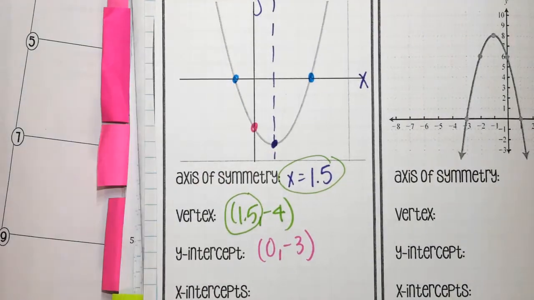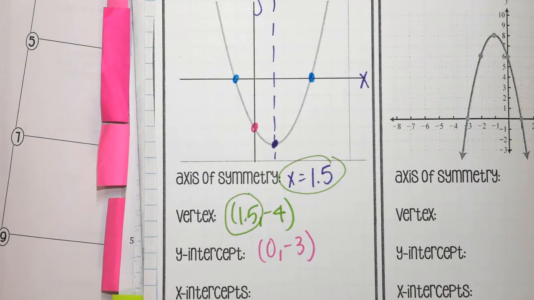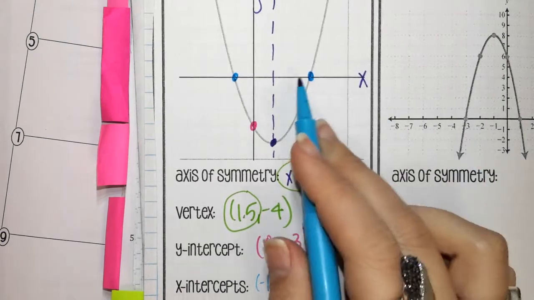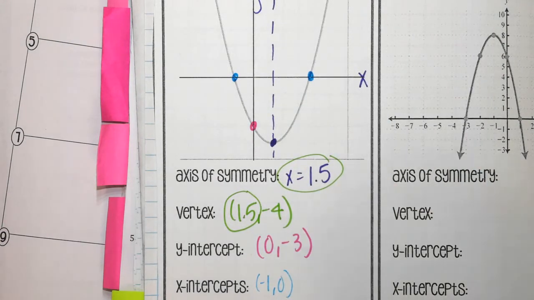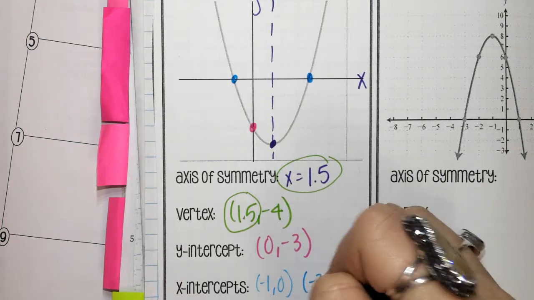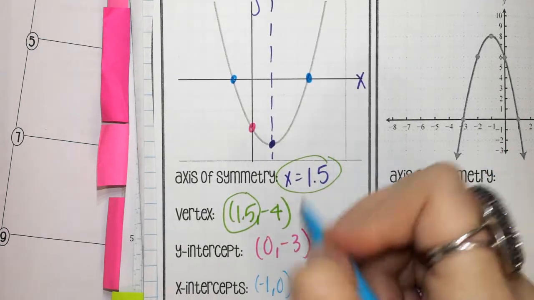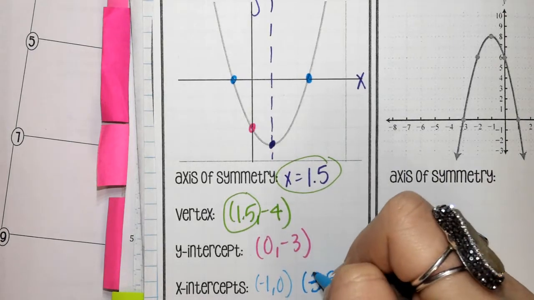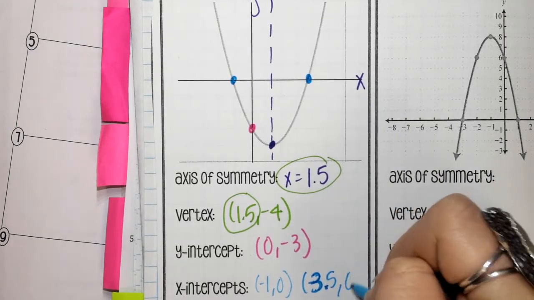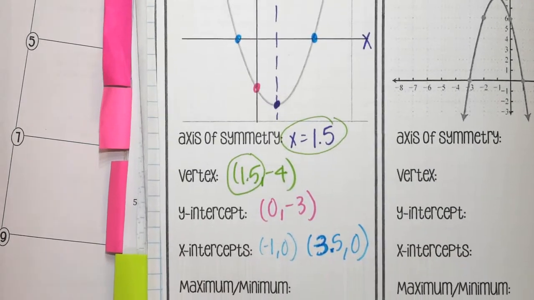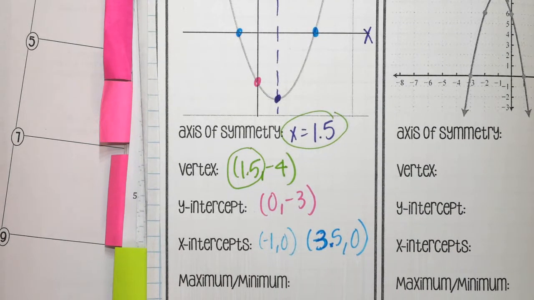So let's label the point on the left. What do you think that is? Negative 1, 0. Good. And what's the one on the right at? Negative 3.5. Is it negative? No, I mean positive. Positive 3.5. Does everybody see how we got those points?